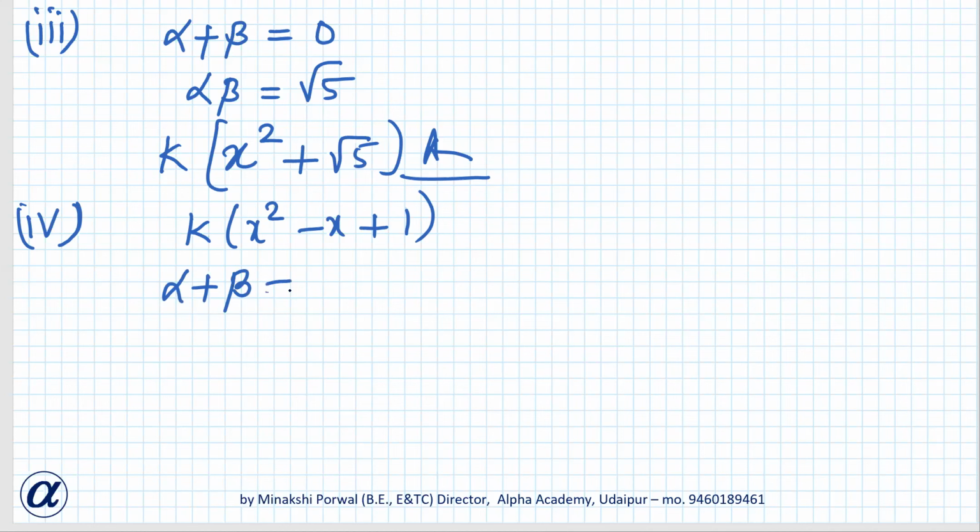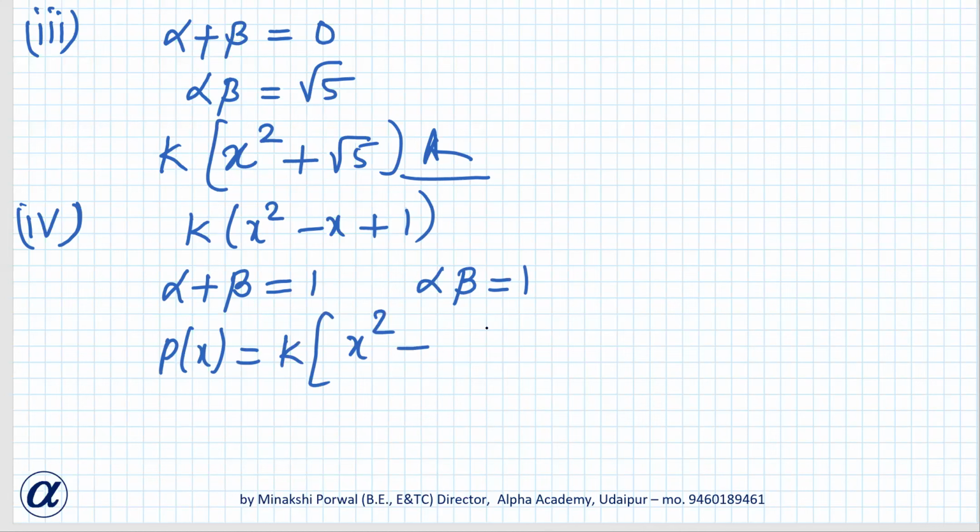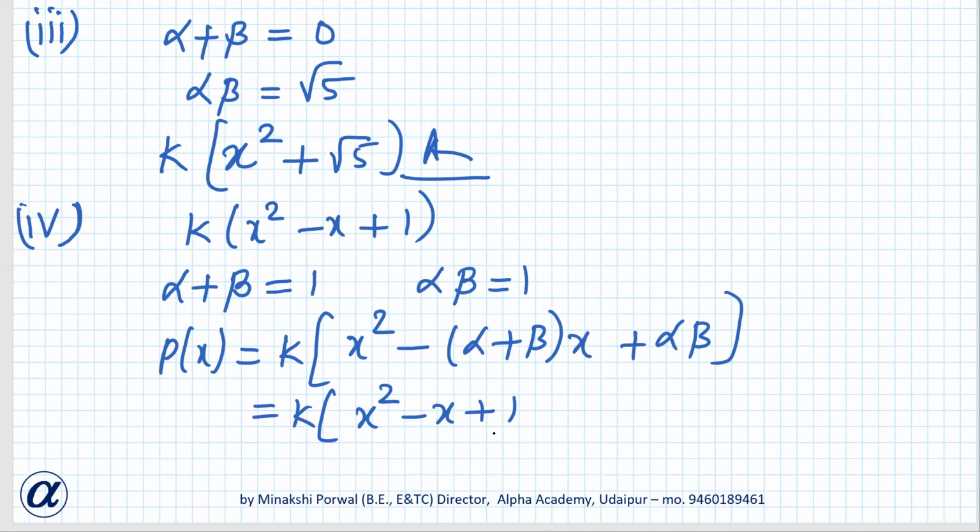Alpha plus beta, what is given in the question? 1. And alpha into beta? 1. Okay. So the polynomial p(x) is given by k into x square minus (alpha plus beta)x plus alpha beta. So it is k into (x square minus x plus 1). Okay. So this is the answer.